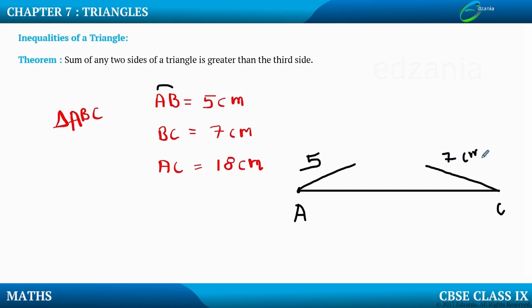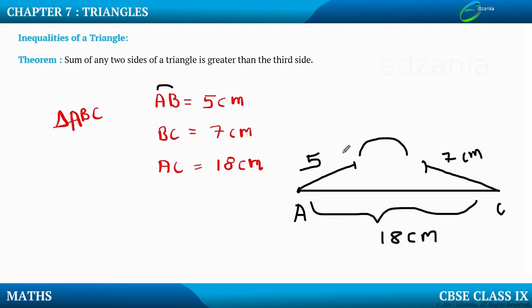Now if you observe properly, these 2 points are not meeting each other. Why? There is a gap over here. Why this gap is there? This is because AC was 18 centimeter, AB is 5 centimeter and BC is 7 centimeter. But AB plus BC, how much is AB plus BC? AB plus BC is going to give me 5 plus 7. And how much is 5 plus 7? 5 plus 7 is 12.